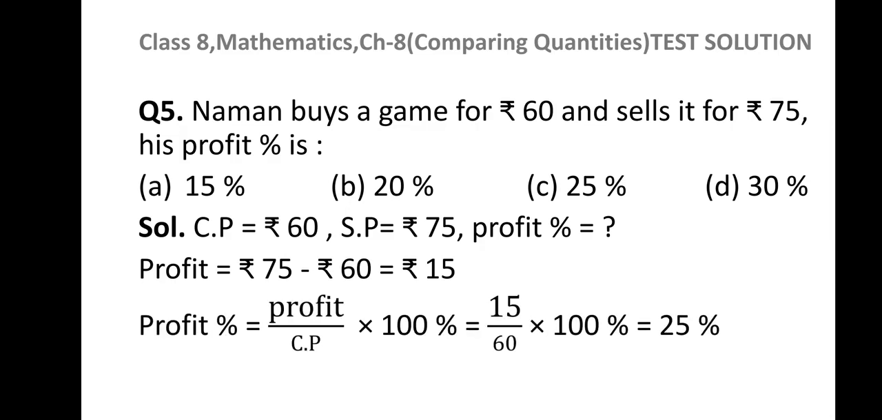Profit percent and loss percent, as we know, are always calculated on cost price. So we will be finding profit percent as profit over CP into 100%. Profit we have calculated 15, CP is 60. So 15 over 60 into 100% will be 25%. So C option is correct, that is 25% is the answer.